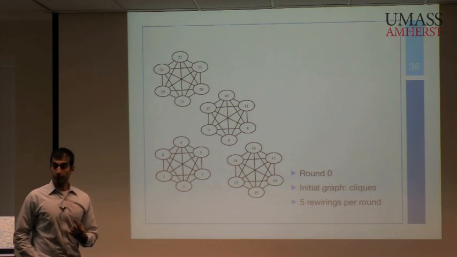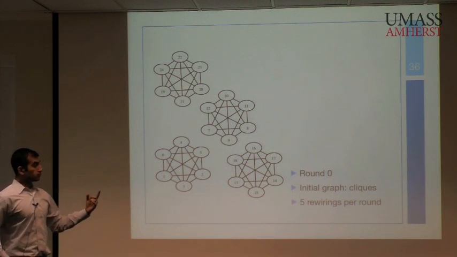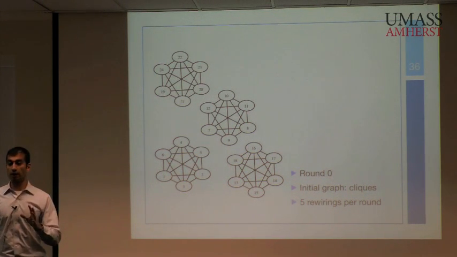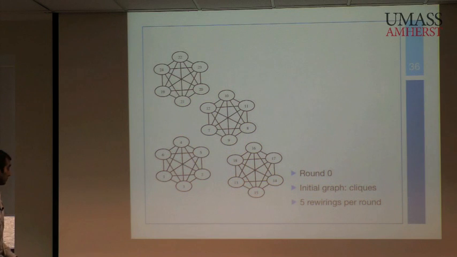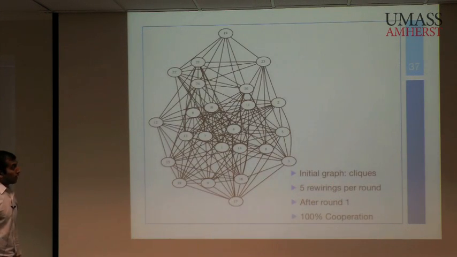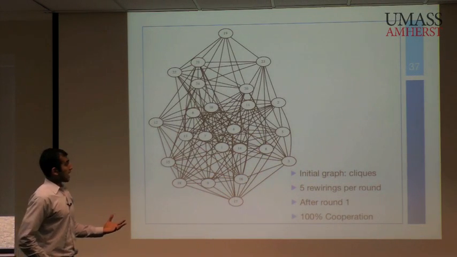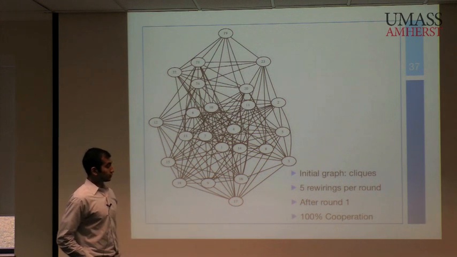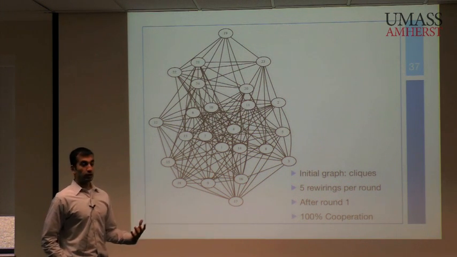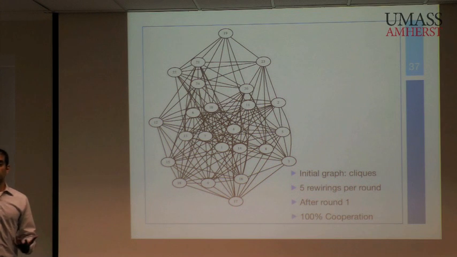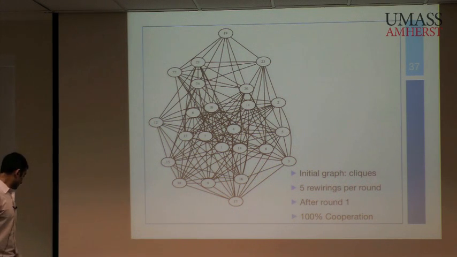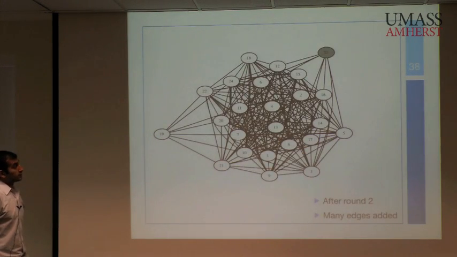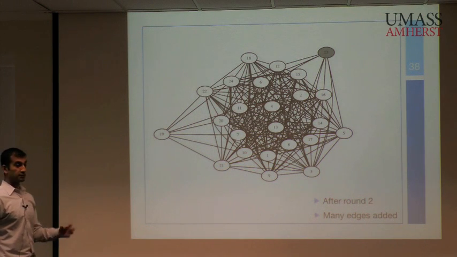Now I'm going to walk you through what happened during one run. Okay? So initially, it was the Kleek's topology. And in this case, there were 5 rewirings after every round. Okay? So this is after round 1. They updated 5 links, and the white nodes are choosing to cooperate, and you're going to see some gray nodes in a minute, and those are going to have chosen to defect. So the graph is densifying.